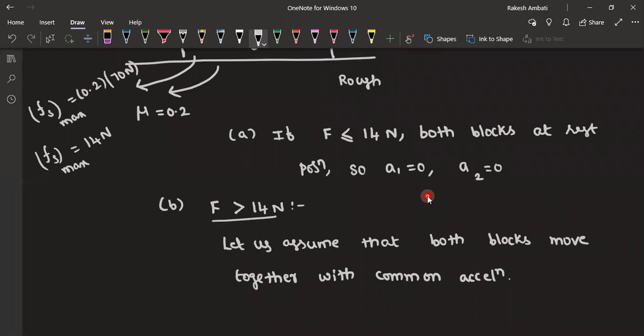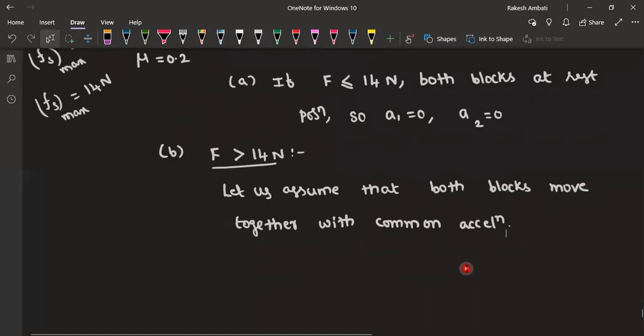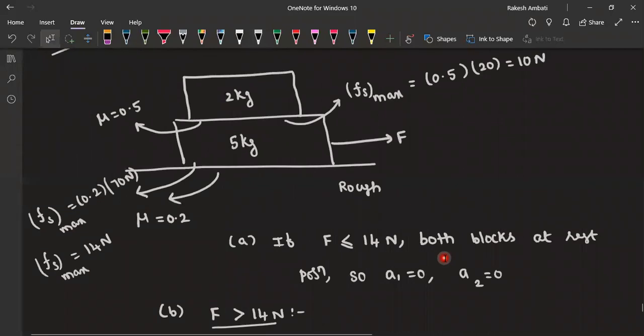But how to find this common acceleration? F upon m1 plus m2. You're finding this common acceleration. Any other one? So F upon total mass. F upon total mass. Any more options from others?